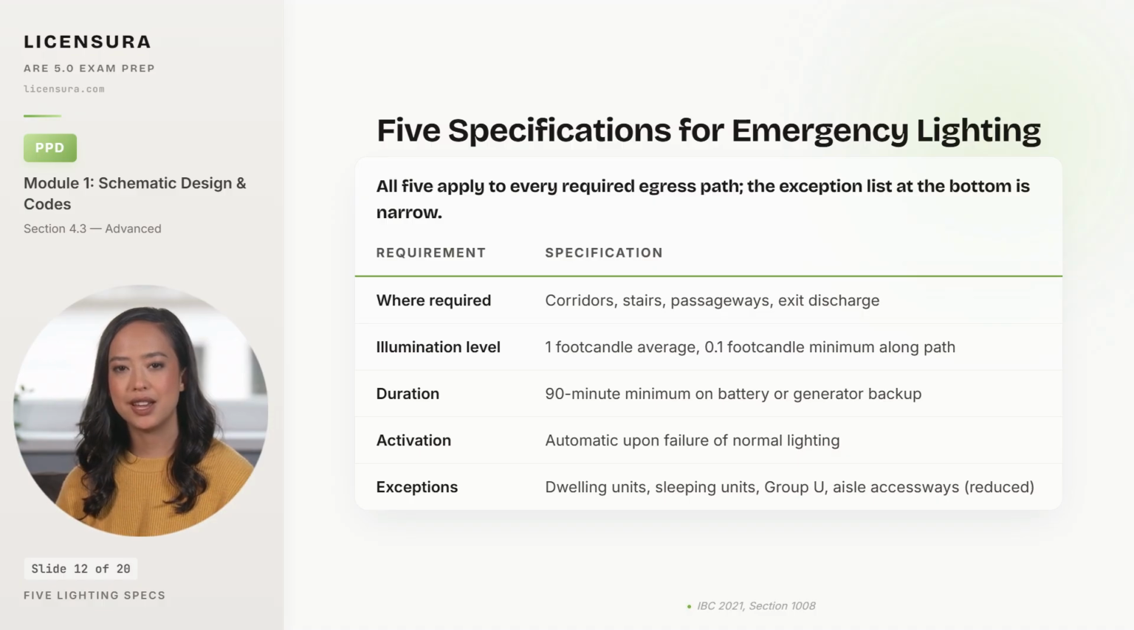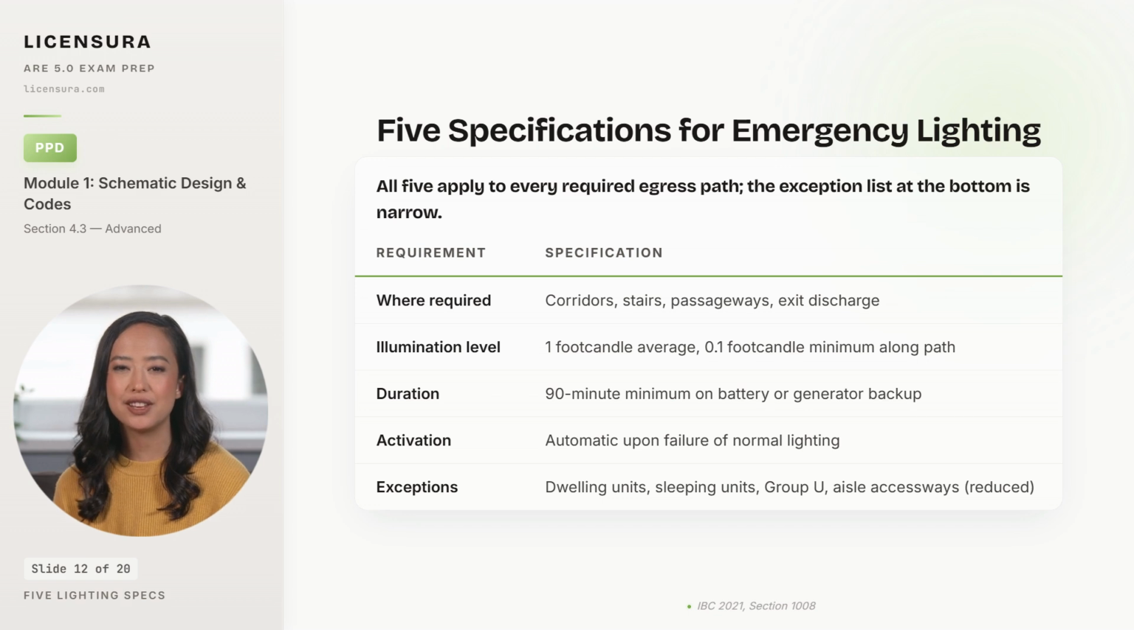First, the coverage map, required throughout exit access corridors, exit stairways, exit passageways, and exit discharge areas. Anywhere occupants travel as part of the egress path, emergency lighting is required. Second, the illumination level, 1 foot candle average along the path, with a minimum of 1/10 of a foot candle at any single point. The minimum point matters because the path of egress lighting cannot have dark spots. The inspector measures with a foot candle meter. Third, the duration, 90 minutes minimum on battery backup or generator power, because that is the worst case evacuation window the IBC accepts.